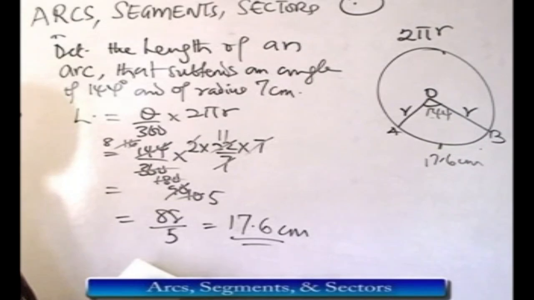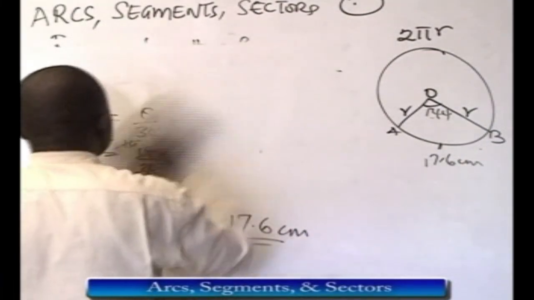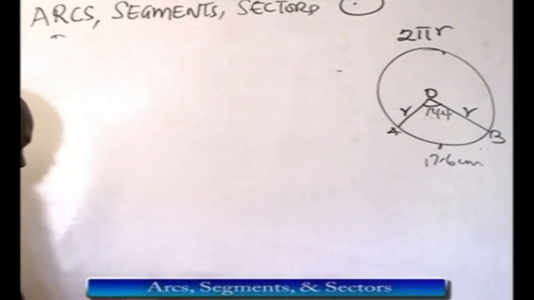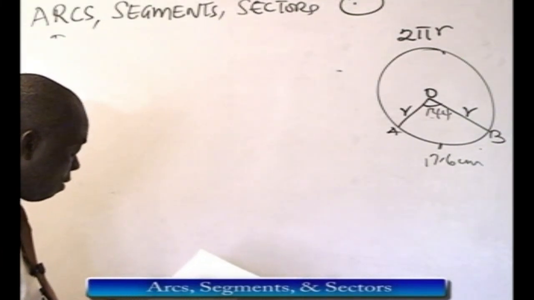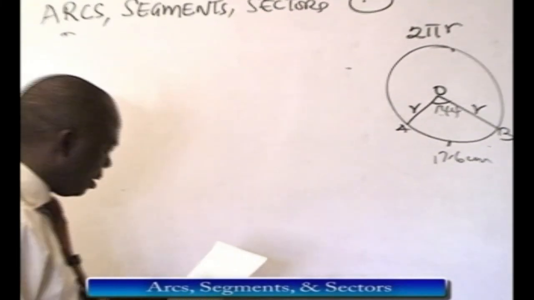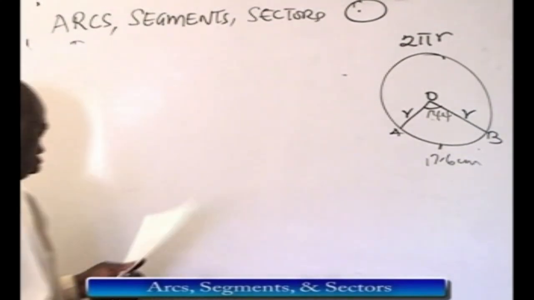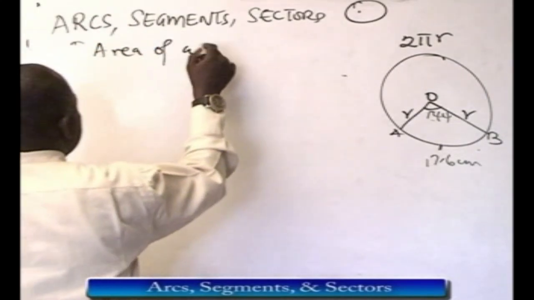Again, we can also determine the area of the sector. So let's take a question. The question says, find the area of a sector of a circle of diameter 7 centimeter. Let me read the question again so that you can pay attention to the details inside. It says you should find the area of a sector.